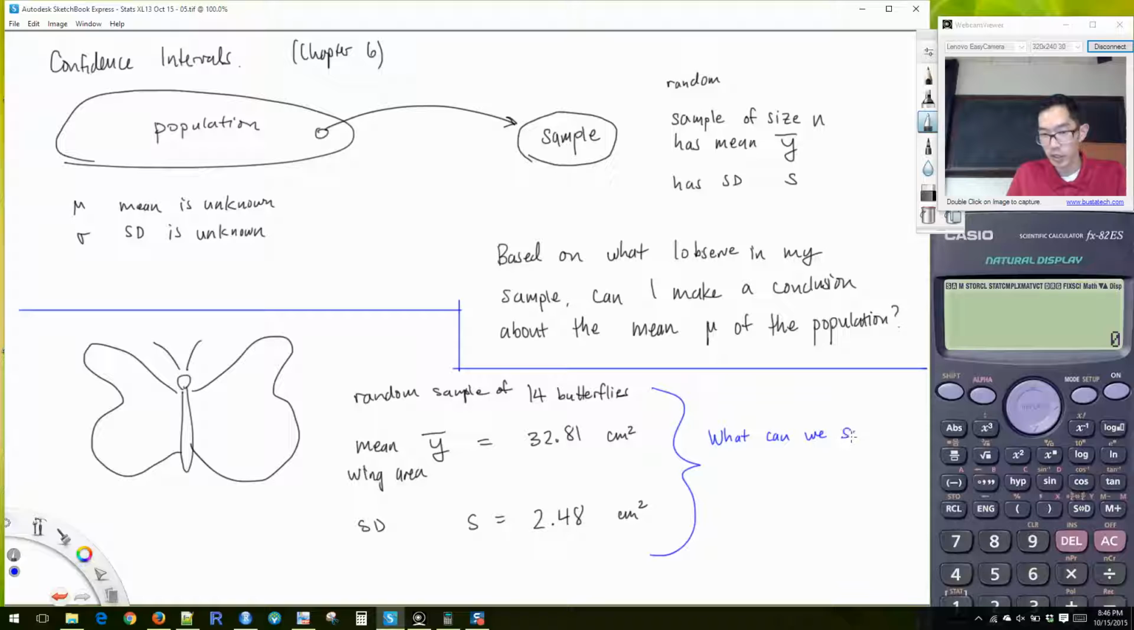And we want to ask, what can we say about the mean of the population? All right, so what do you think? Do you think we can say anything about the mean of the population? It's probably around 32, I think. Okay, so we expect the mean of the population to be somewhat close to 32.81, but how close? This is a good question.